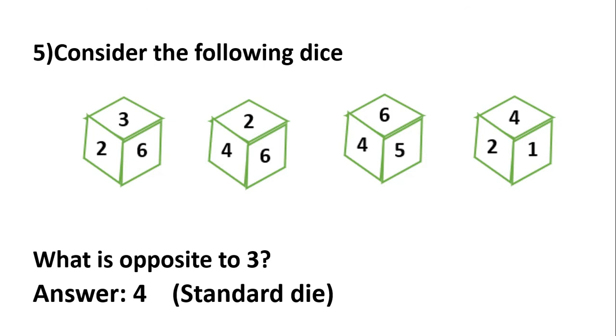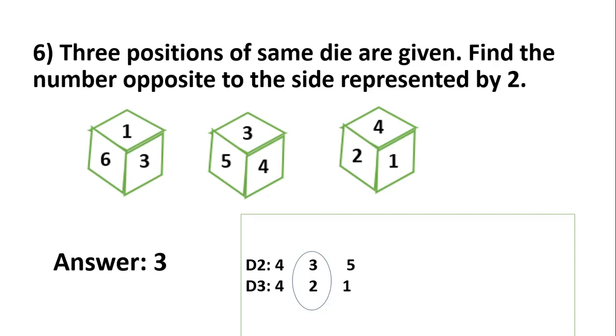Fifth problem. Consider the following dice. They have given 4 different views, and they have asked what is the opposite to 3. So in this case, it is a standard die, and the opposite to 3 is 7 minus 3, that is 4. Sixth question. 3 positions of the same die are given. Find the number opposite to the side represented by 2.